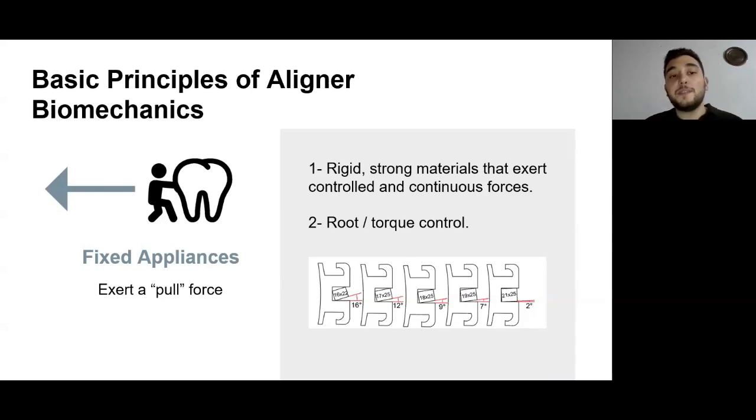Root control is always difficult because we cannot apply forces directly to the root. We can apply forces through the bracket or the clear aligner plastic, but control over the root is really difficult in general, whether with fixed braces or clear aligners. But because of the factors we mentioned about fixed braces, the rigidity and the strong materials, they're able to exert a little bit more control. So we have to keep this in mind while we're planning movement with clear aligners, that there is relatively less control over the root.